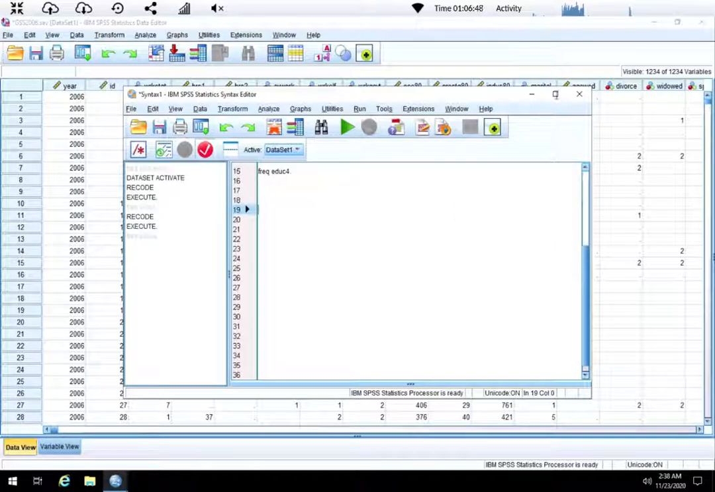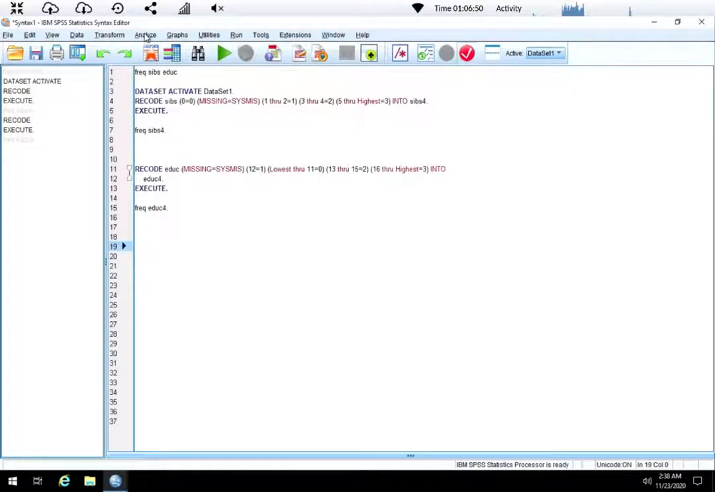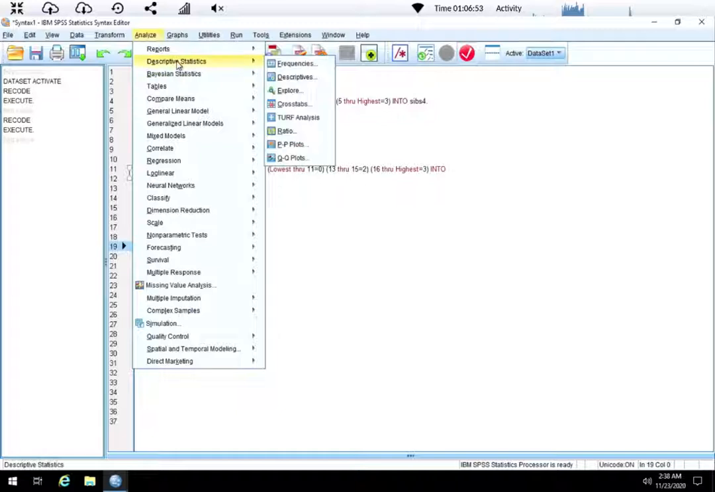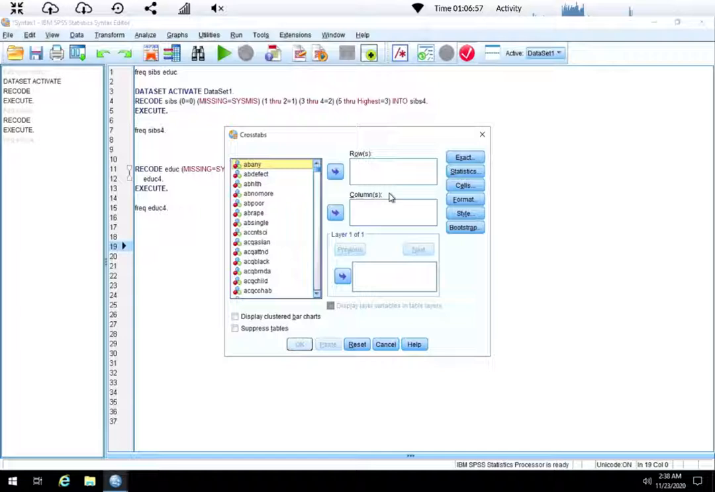So what we're going to do is go to the Analyze menu, Descriptive Statistics, and then down to Crosstabs. And we're going to use my 2 new variables. We're going to use the number of siblings that a respondent has as the independent variable to predict the number of years of education that someone gets. So siblings will predict education.